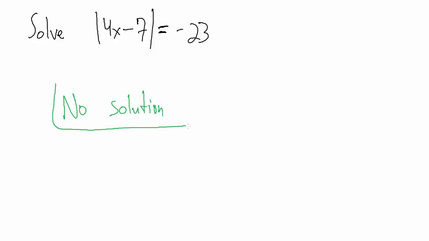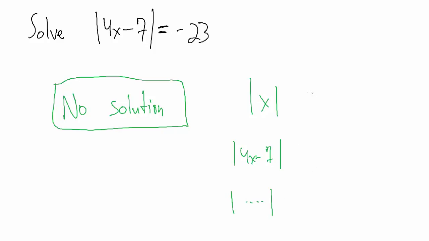But the point of this video is to explain why there's no solution. So why is there no solution? Well, if you take the absolute value of something, whether it's the absolute value of x or the absolute value of 4x minus 7, or really the absolute value of just anything, then you're always going to get something that's greater than or equal to 0. No matter what's going on inside of the absolute value, if you take the absolute value of anything, you're going to get something that's greater than or equal to 0. Negative 23 is not greater than or equal to 0.